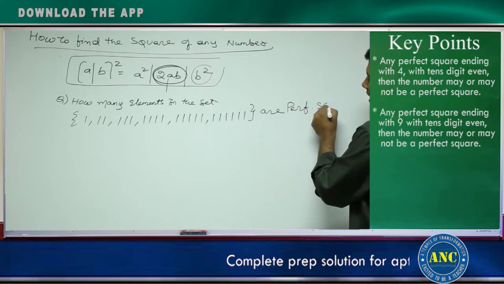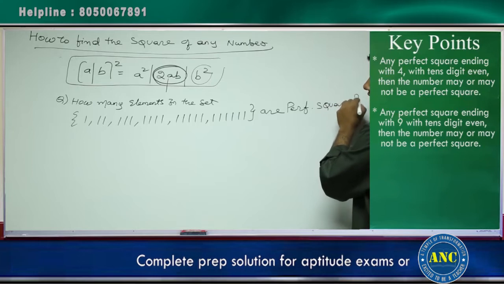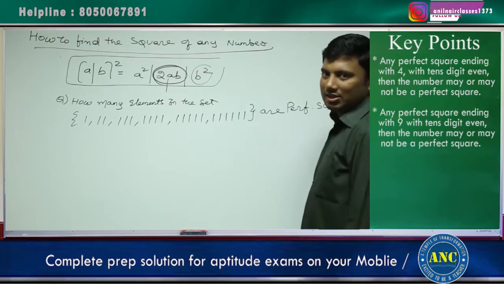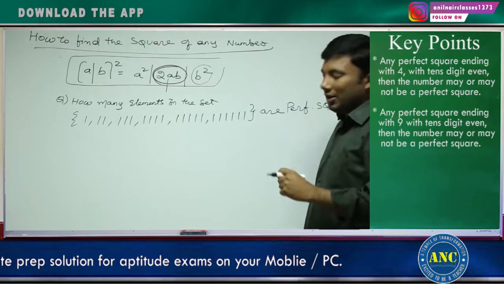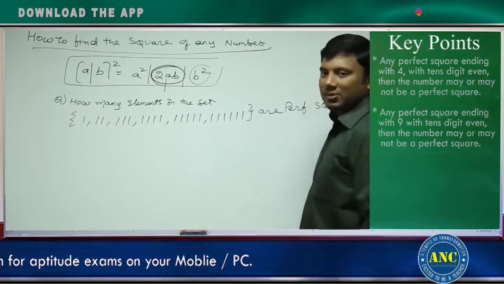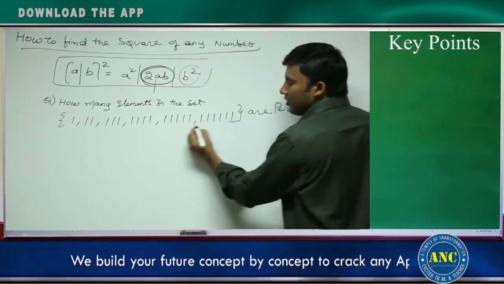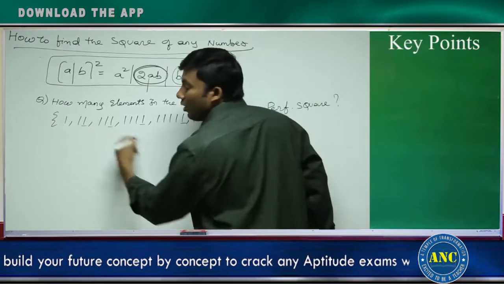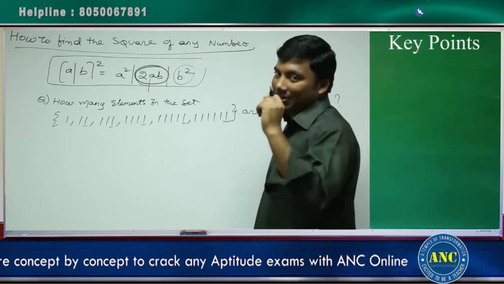This is the question. If you understand the question, it can be solved in very few seconds. Before solving, please look at all the elements present in the set. They are ending with which number? 1. What is the nature of a perfect square ending with 1?